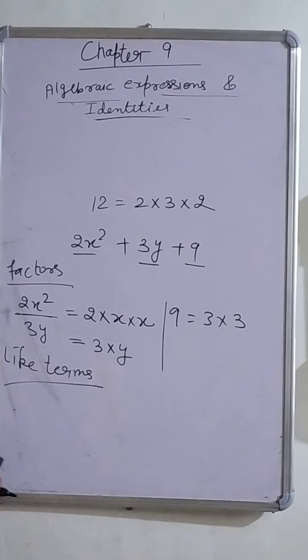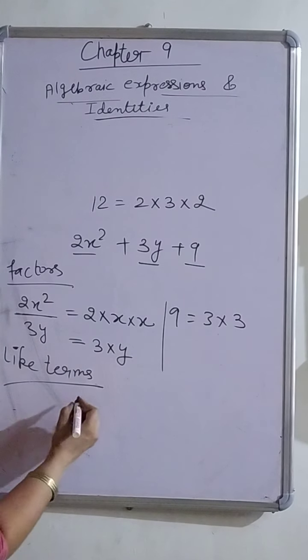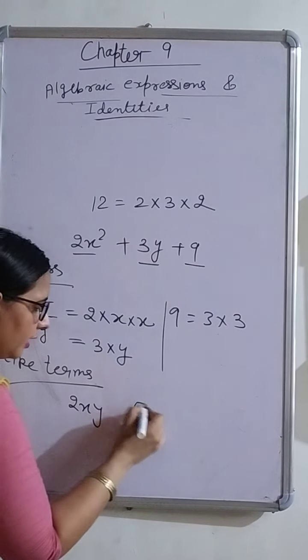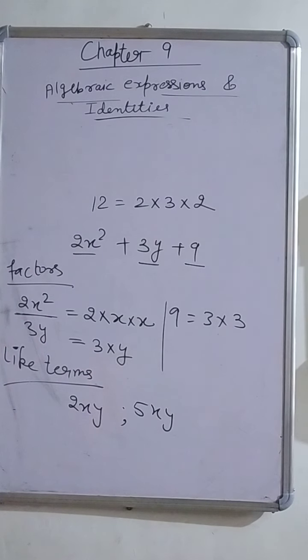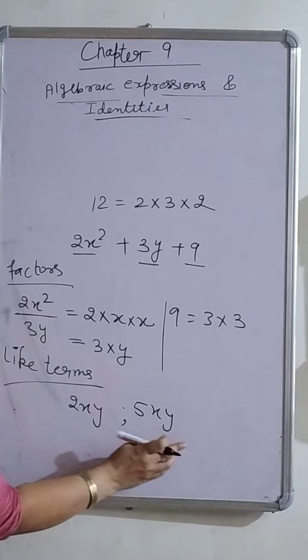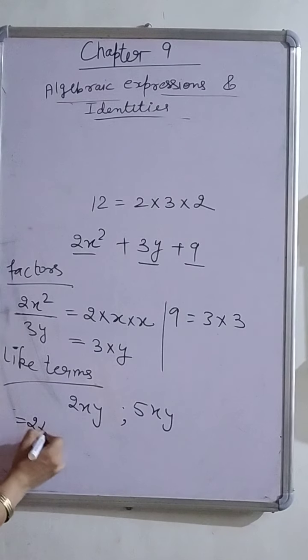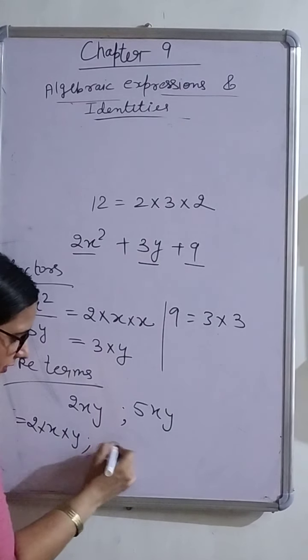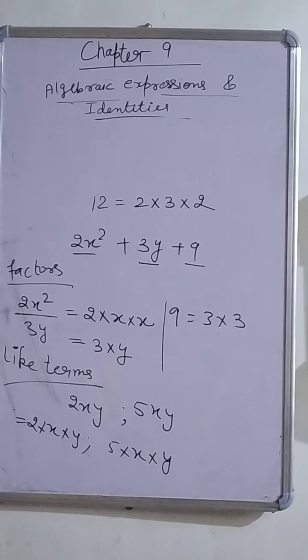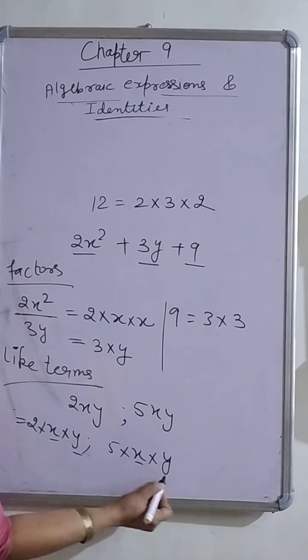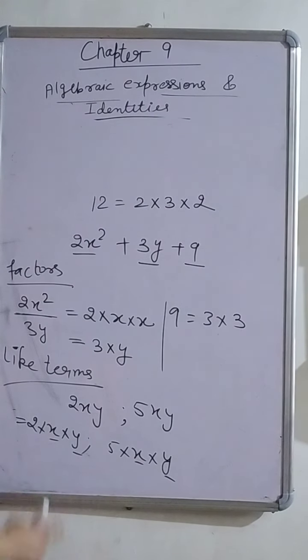Fine. Now next is like terms. Two or more terms are said to be like terms if they have the same variables factor. For example, 2xy and 5xy. These two terms are given. Now we will tell whether these terms are like terms or not. So first find out factors. Factor of 2xy is 2 into x into y, and factor of 5xy is 5 into x into y. Now see the variables factor only. In this, variable factors are x and y, in this also x and y. So these two terms are like terms.